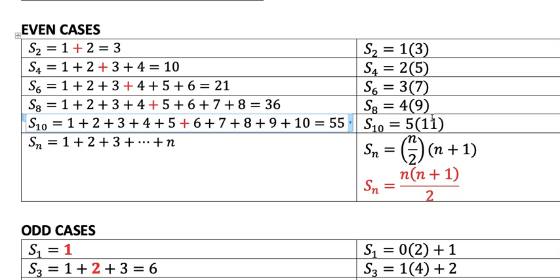So, if we look at this in general, how is 5 related to 10? How is 8 related to 4? How is 6 related to 3? 4 related to 2, and so on? Well, that's always half of that value, n. So we can say this is n over 2.